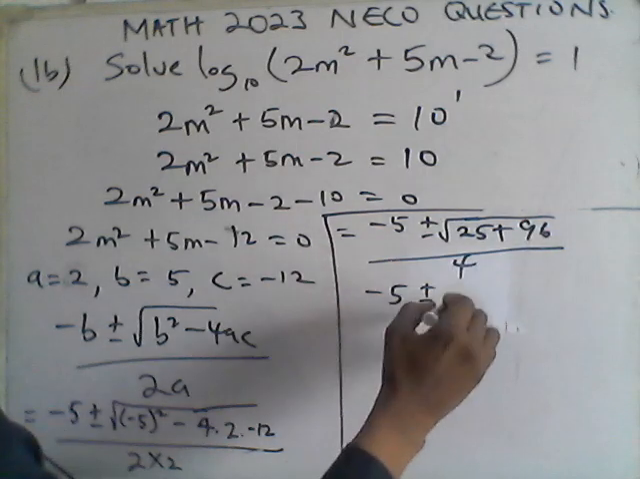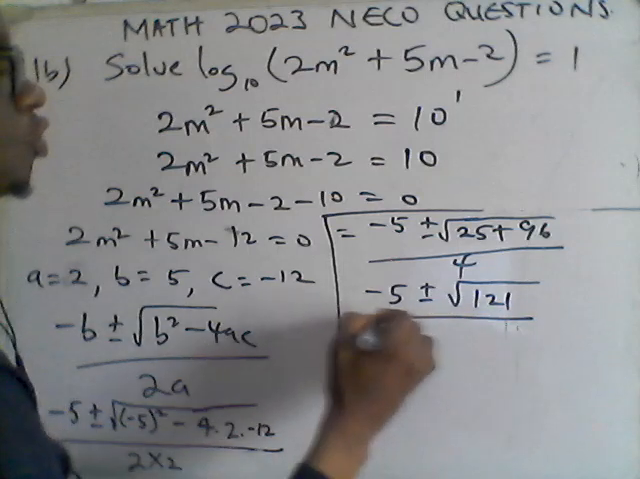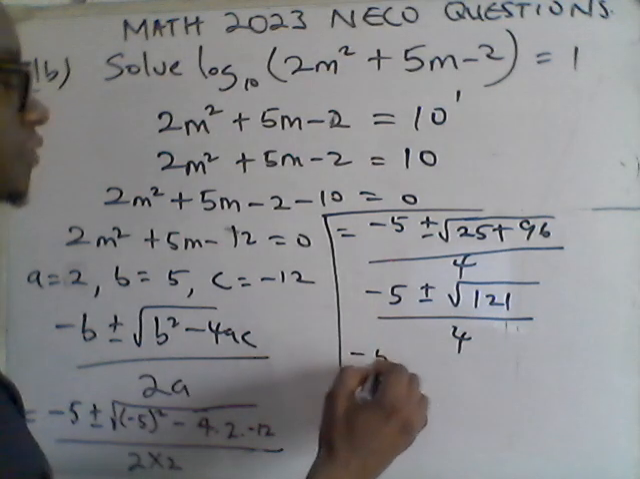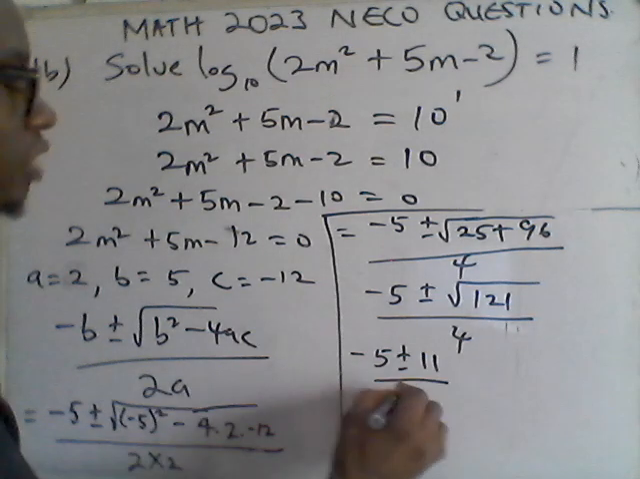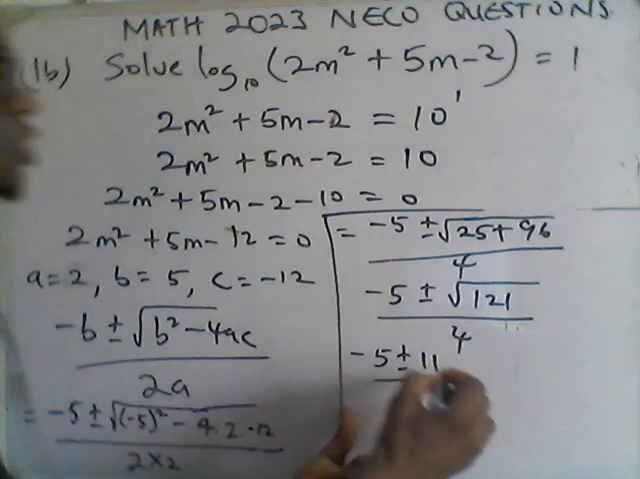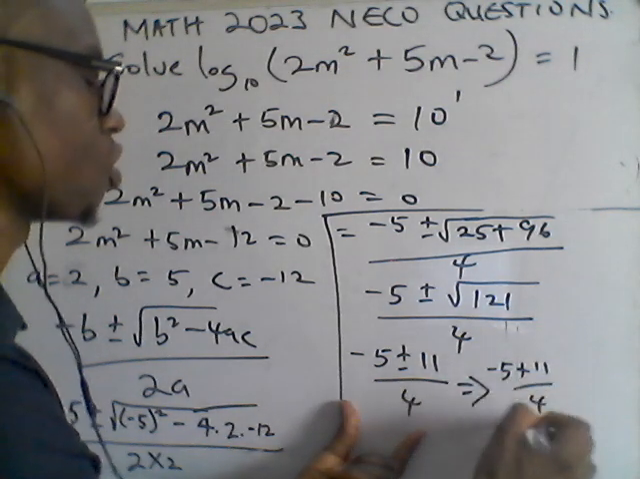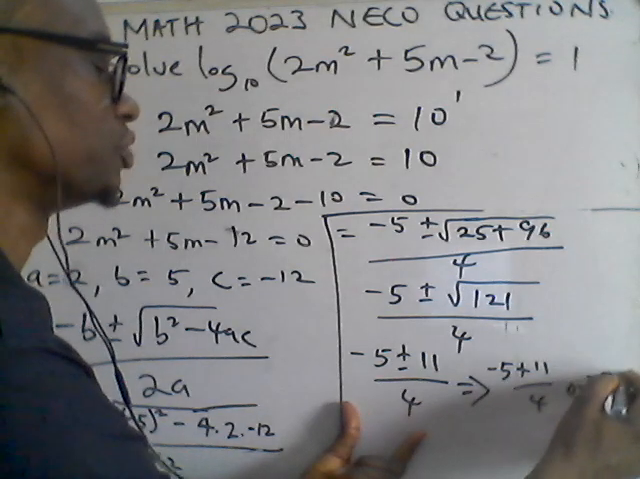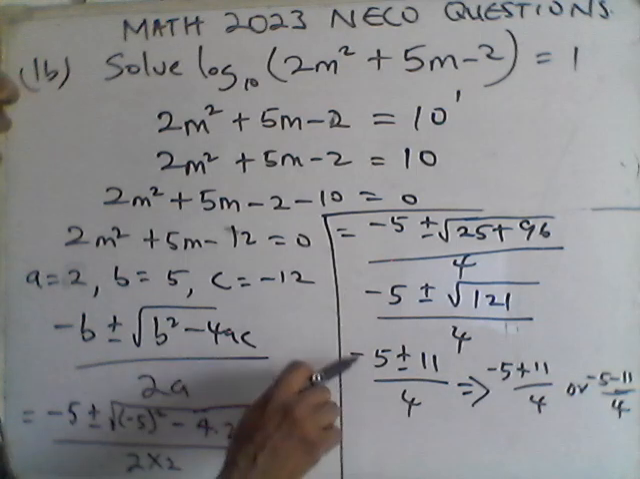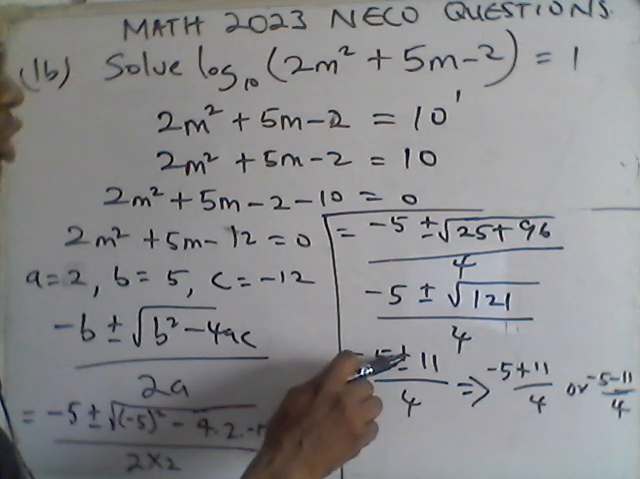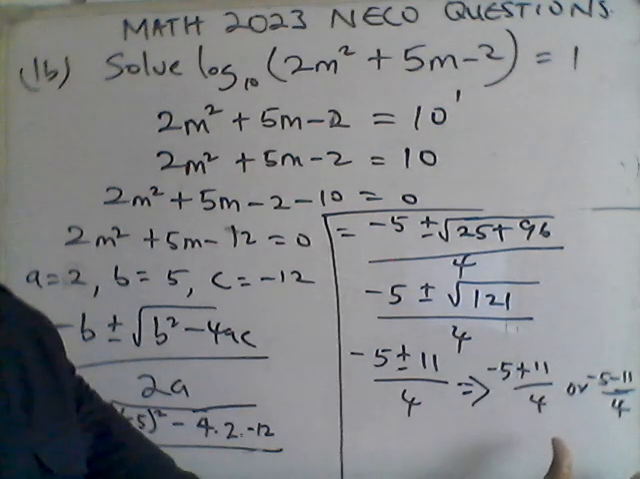If I resolve these two, 25 plus 96, I get 121 all over 4. So I said minus 5 plus or minus root 121 is 11. So 11 over 4. So I can split these two expressions like this. I have either minus 5 plus 11 over 4 or minus 5 minus 11 over 4. The splitting comes from this sign here. There are two signs here. So either I work with the plus sign at the middle here, or I work with the minus sign at the middle here. So I have two roots.